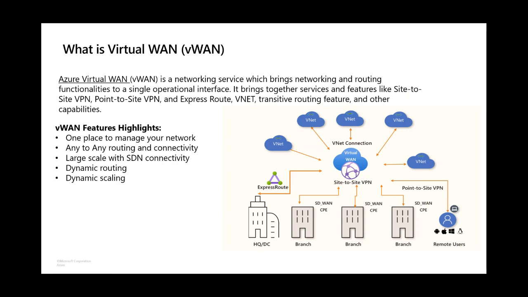You can have SD-WAN connectivity as well with virtual WAN, as you can see over here. You have your Azure VNets, you have your headquarters connected to your virtual WAN using ExpressRoute, you've got branches connected using SD-WAN, and you have your normal users connecting to virtual WAN using point-to-site VPN. So even the clients, when they use their mobile application to access maybe some applications which are in Azure, they can do a point-to-site and the traffic can go through the virtual WAN. But the main thing is that it does the dynamic routing and dynamic scaling based on the traffic.